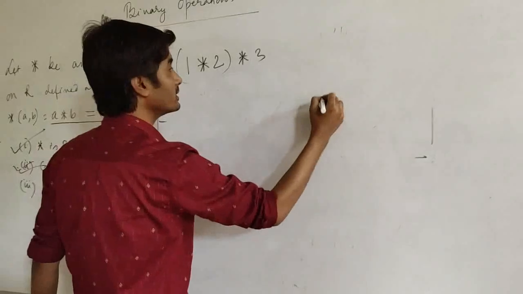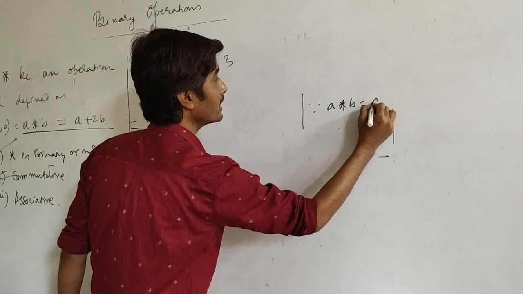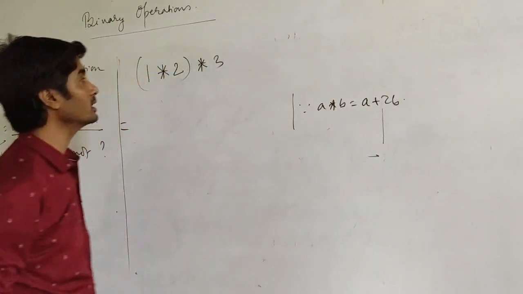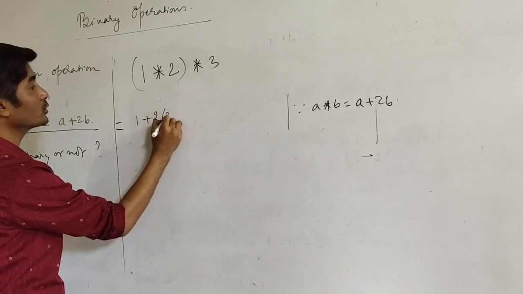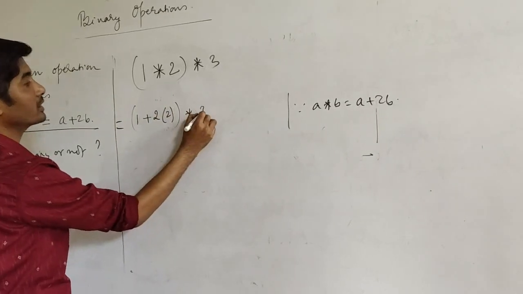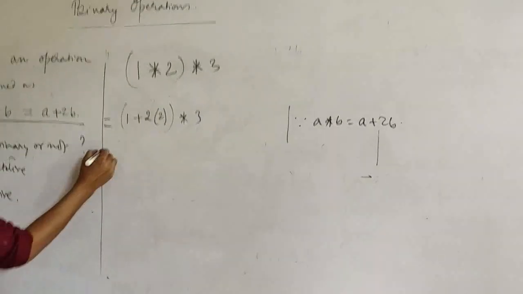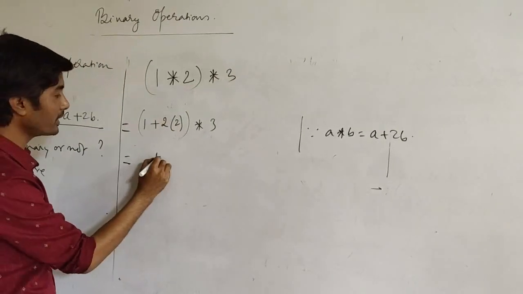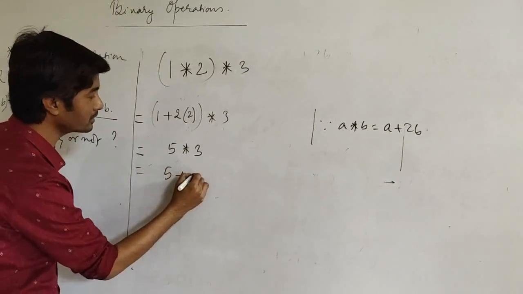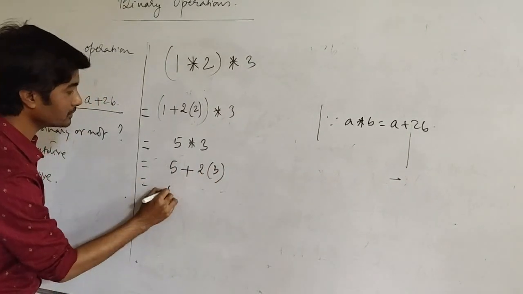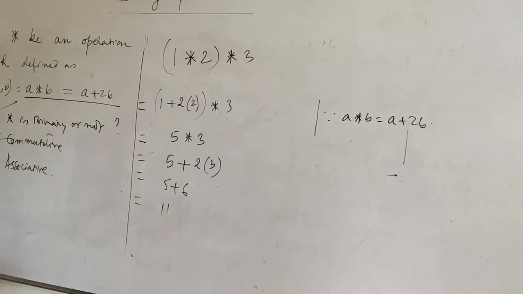1 star 2, you remember this definition. You write down here, since A star B is A plus 2B, that is given to us. Then what should be 1 star 2? It should be 1 plus 2 into 2, star 3. It is obtained following the definition of A star B, which is A plus 2B. This one is what then? 1 plus 4, which is 5. 5 star 3. Again you see, value is 5 plus 2 multiplied by 3. That is 5 plus 6, which is 11. This will have value 11.